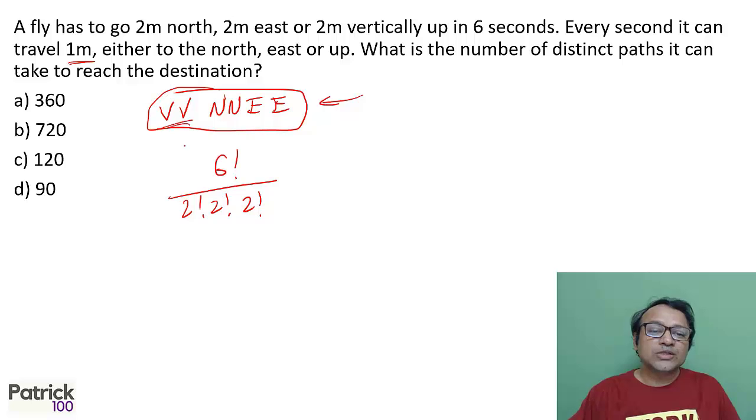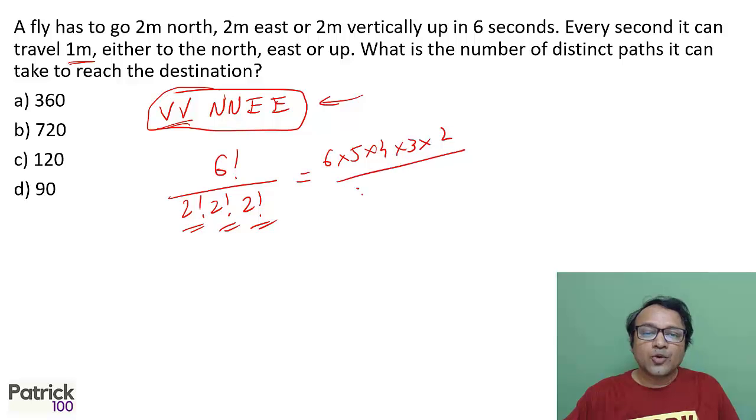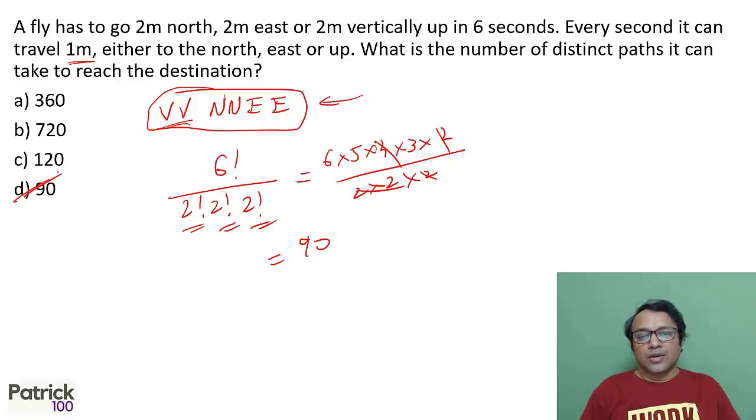Divided by, because there are 2 V's, so 2 factorial, 2 N's, so 2 factorial, 2 E's, so 2 factorial. If you calculate this, 6 into 5 into 4 into 3 into 2 upon 2 into 2 into 2, 2 gets cancelled, 4 gets cancelled. 6 5s are 30, 30 times 3 is 90. So the answer will be 90. So 4 and 2 get cancelled, what is left is 90. So the answer will be 90.